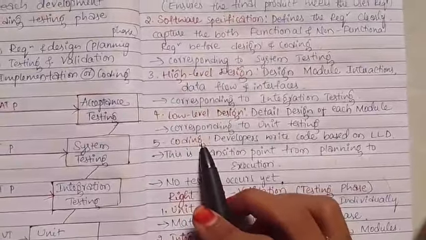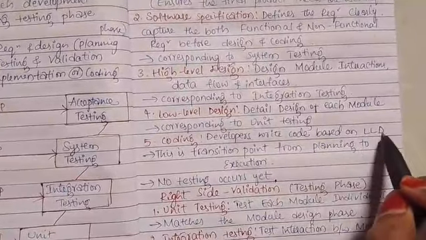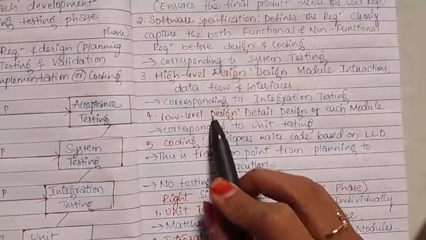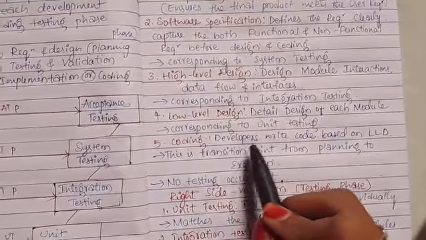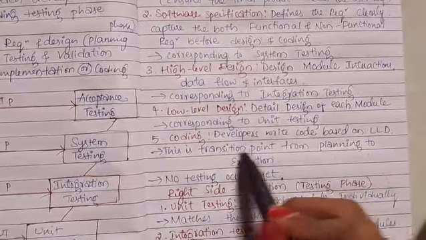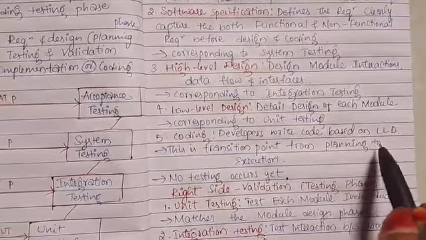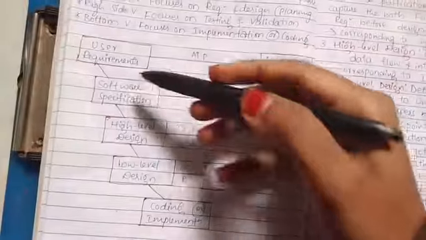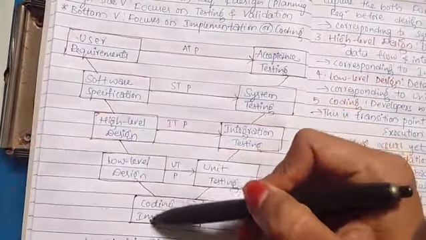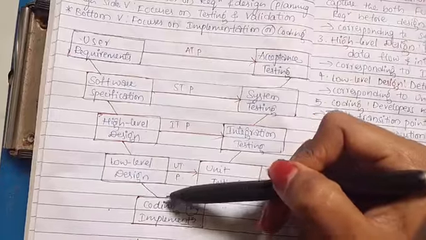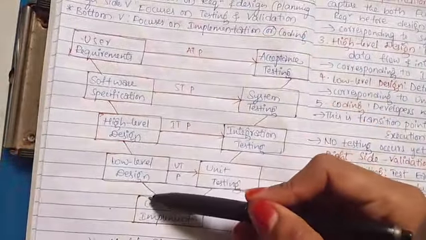And the fifth one is coding. The developers write the code based on the low level design. This is the transition point from planning to execution. This side is planning, as I told you. This phase is the transition from planning to coding.